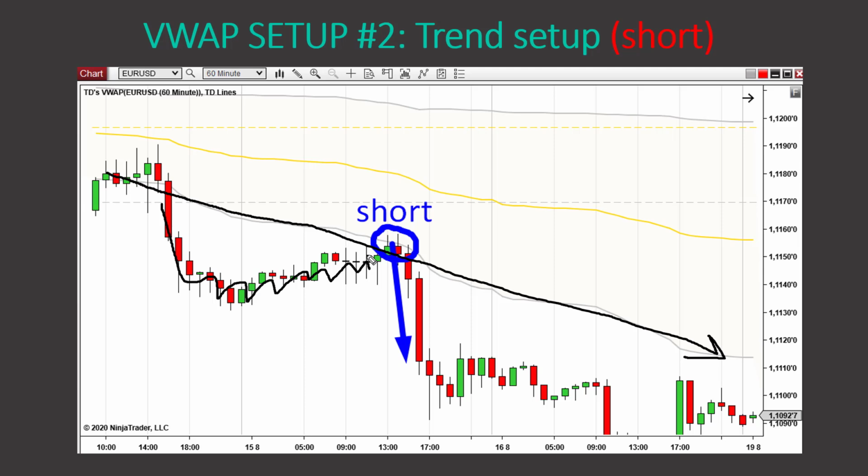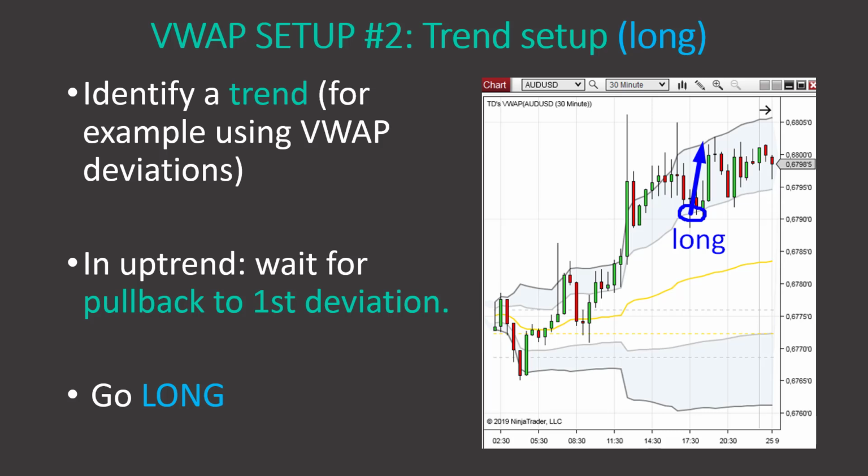And what you are waiting for is this pullback. Price makes a pullback to the first deviation. When it hits it, you go short. You go in the direction of the trend. You want to participate in the trend. Right? Pretty simple, isn't it?